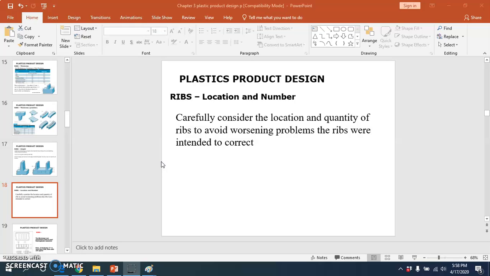Okay, so ribs are typically much easier to add than remove. So ribs should be applied sparingly in the original design and added as needed to fine-tune performance.